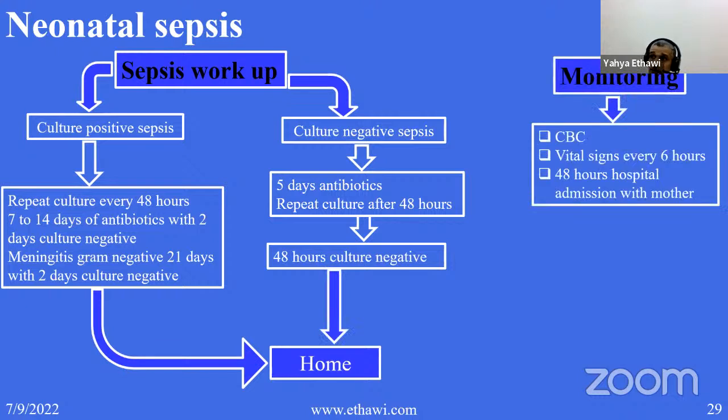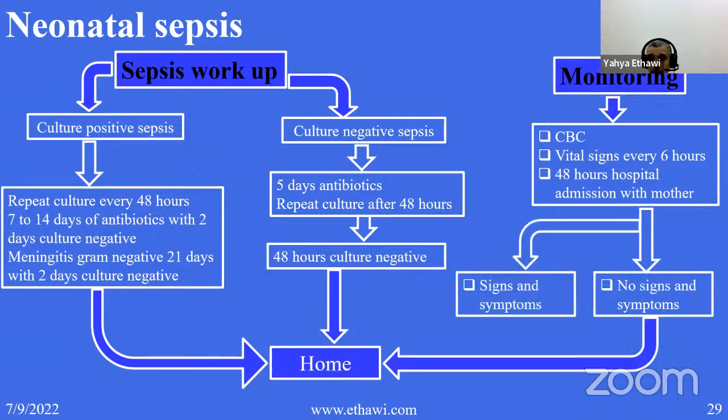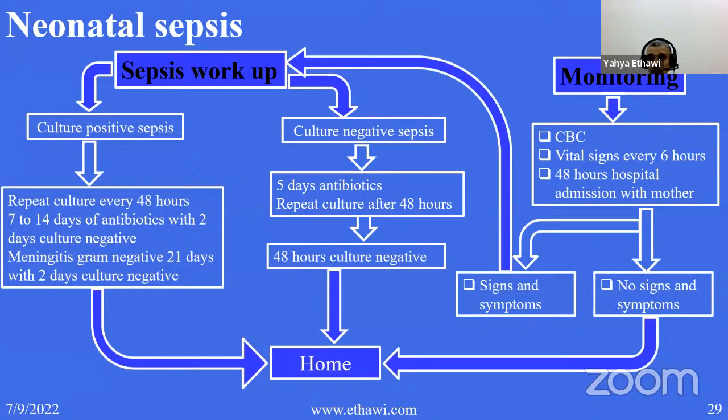Now, if the baby has either risk or symptom, but not both, you monitor, you did CBC, and you monitor the vital signs every 6 hours, and you monitor the baby for 48 hours. If there is no sign and symptom, you send the baby home. Now, if there is sign and symptom, you do sepsis workup. Are we clear here?